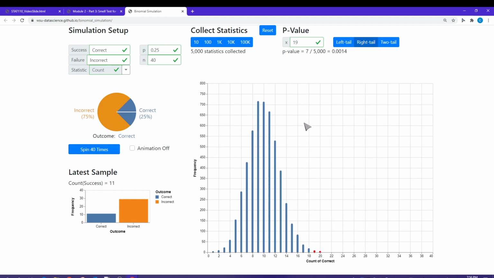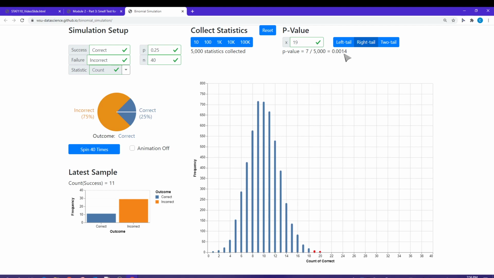So the p-value for this particular situation is going to be 0.0014. And that is, again, the probability of obtaining a 19, a 20, a 21, 22, all the way up through 40. So it's the probability of getting something 19 or higher.